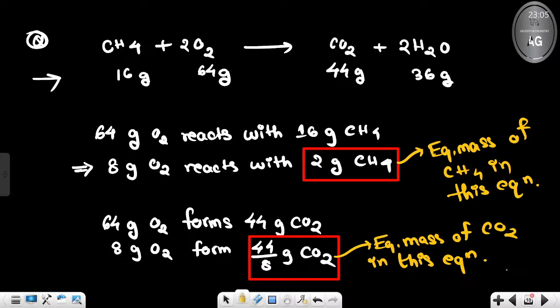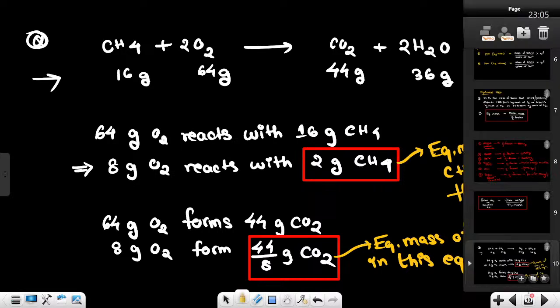Okay, let me clear. Clear. Okay, chalo. Now let's move on to the next one and the last concentration term, that is normality.